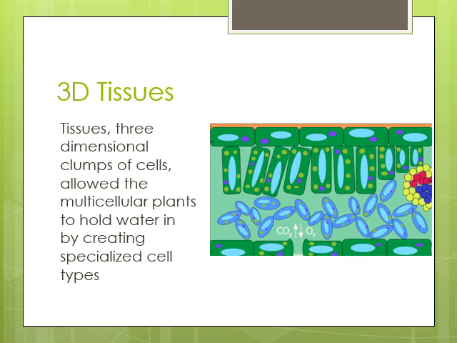The way plants adapted to live on dry land, and they had a few different ways. One way is by producing 3D tissues, three-dimensional tissues. So tissues are just clumps of the same type of cell, and they allowed multicellular plants, not unicellular, multicellular plants, to retain water, to hold it on the inside. Think about it this way.